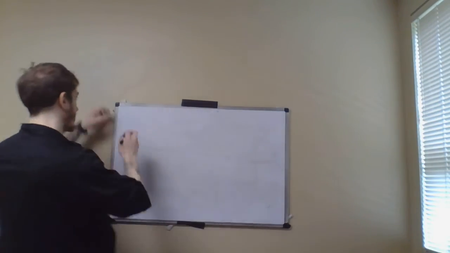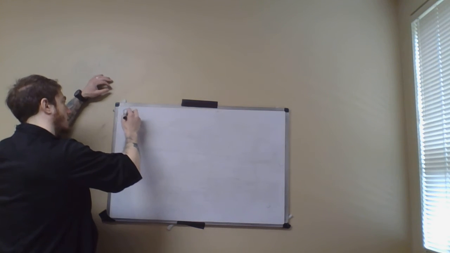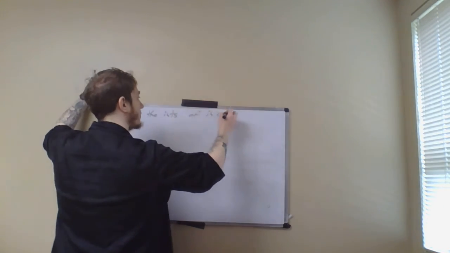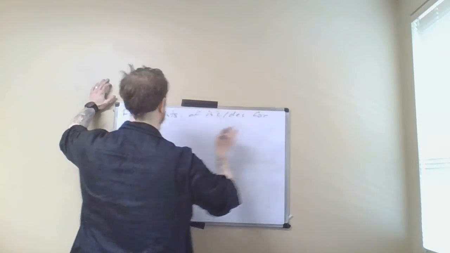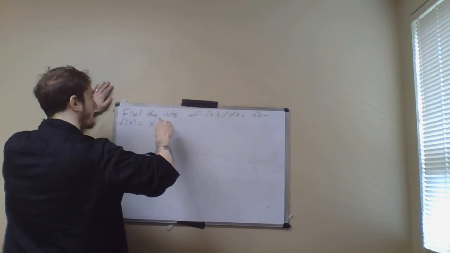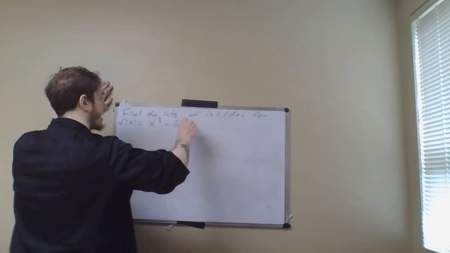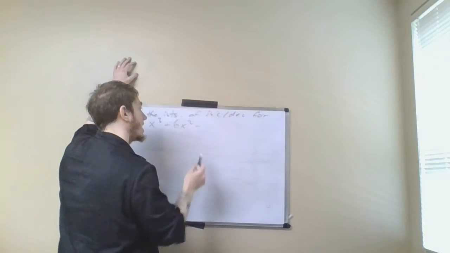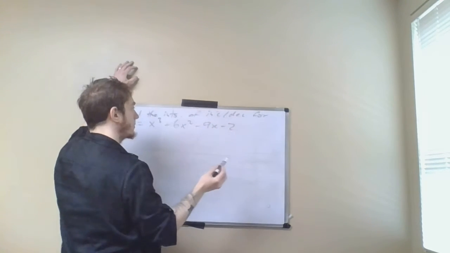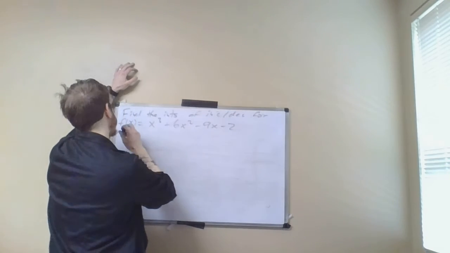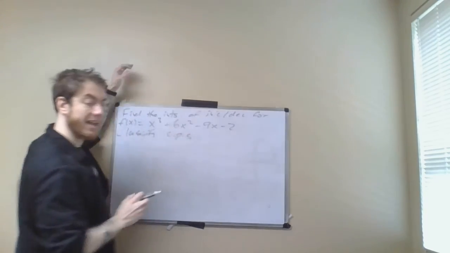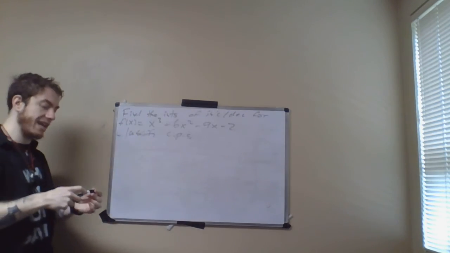So let's suppose that you want to find the intervals of increase and decrease for f of x equals x cubed plus 6x squared minus, let's say, 9x minus 2. And also classify the critical points as maximums or minimums. So pause this for a minute and see what you can do.